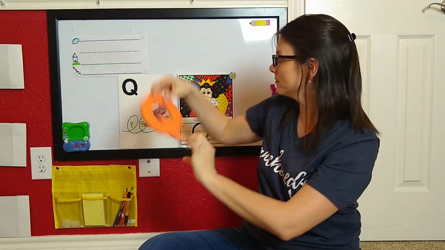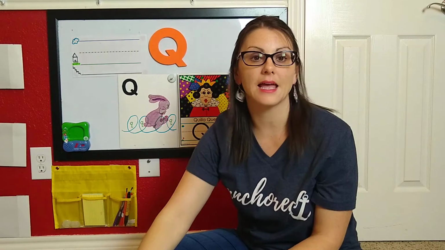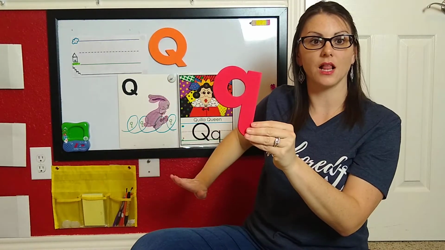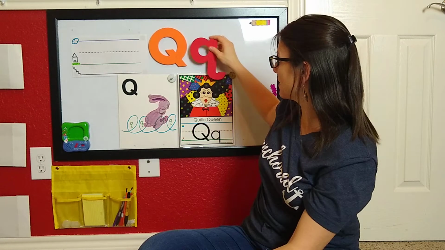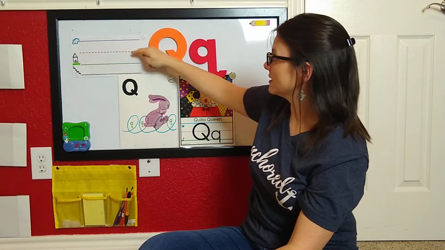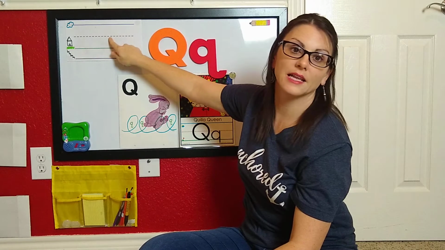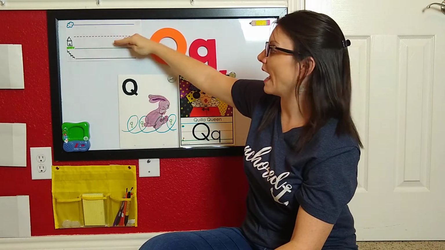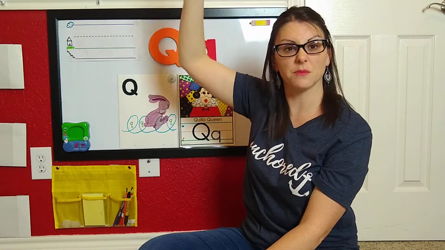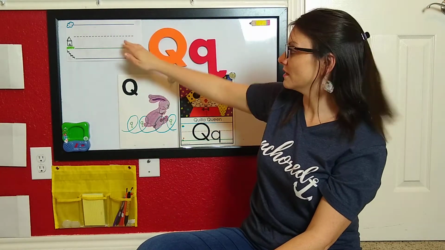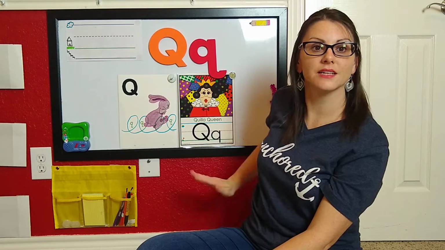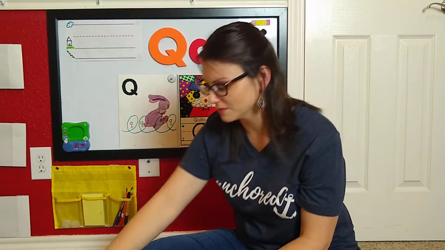We have our capital Q. And we have our lowercase q. I do lowercase at my hip because it starts at the dotted line here, which is half the size. So that's half your body. Here's the top, and here's the middle, half, lowercase q.